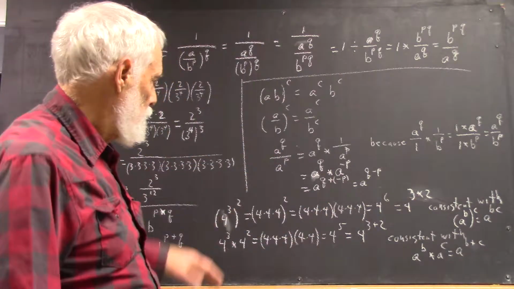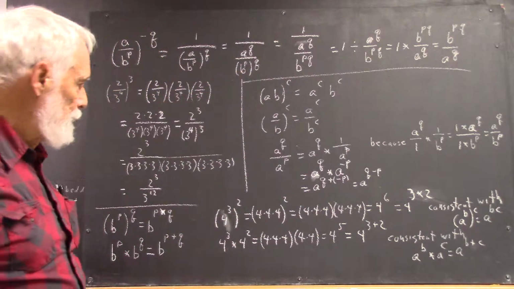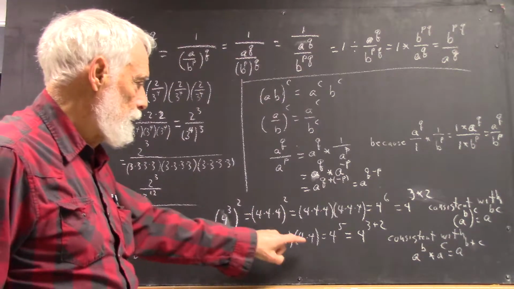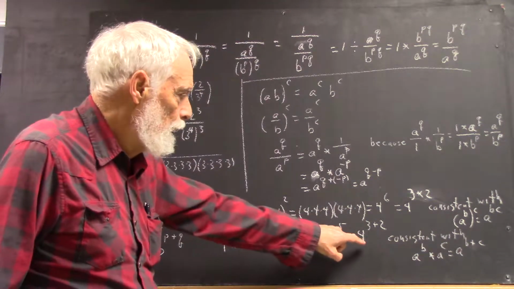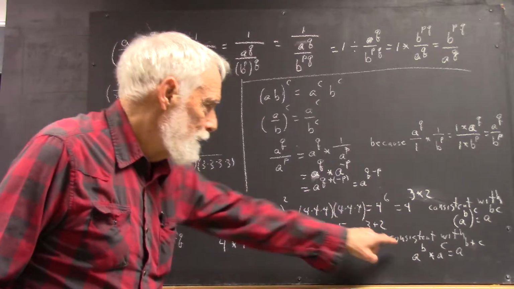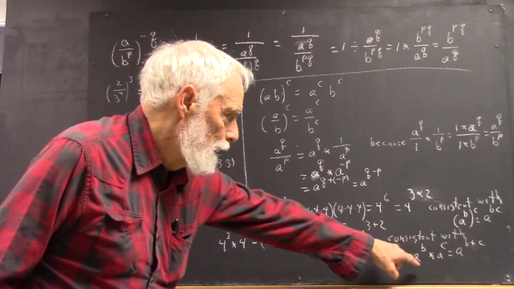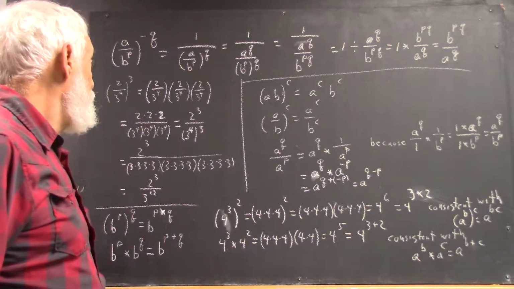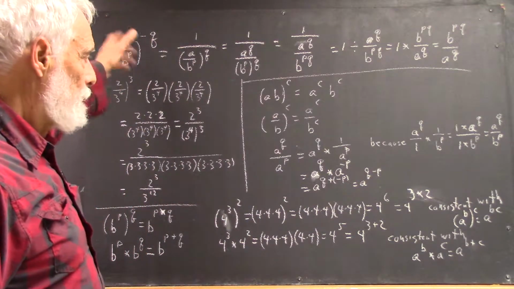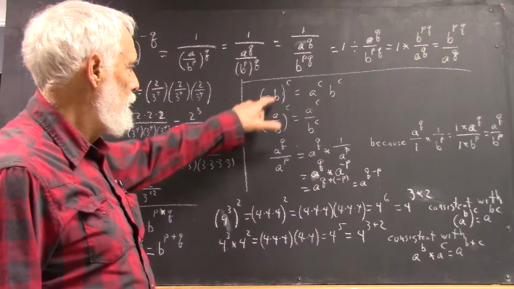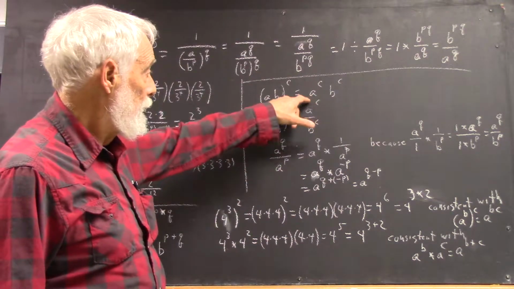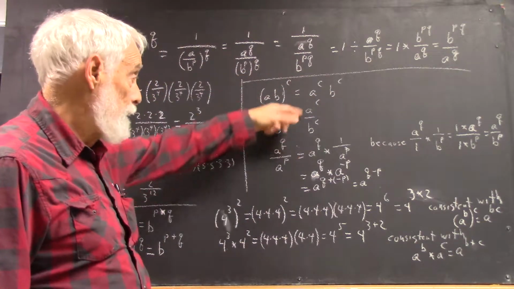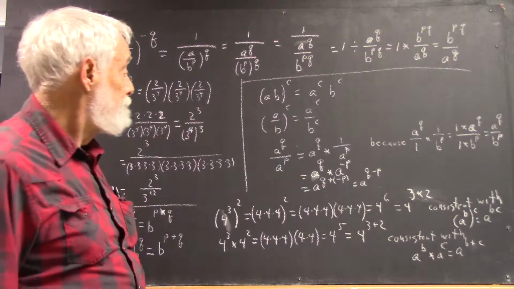And down here you have 4 to the 3rd times 4 to the 2nd. You write that out, you find it's 4 to the 5th, which is 4 to the 3 plus 2, and this illustrates why a to the b times a to the c equals a to the b plus c. Okay. Well then, if you write things out similar to what we did here, it's easy to see that (ab) to the c can be written a to the c times b to the c. (a/b) raised to the c is a to the c divided by b to the c.